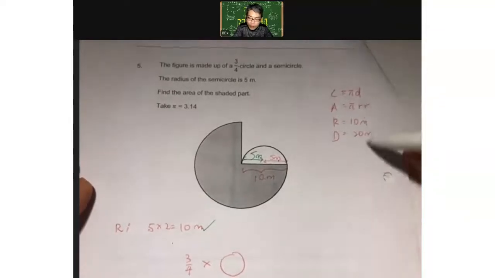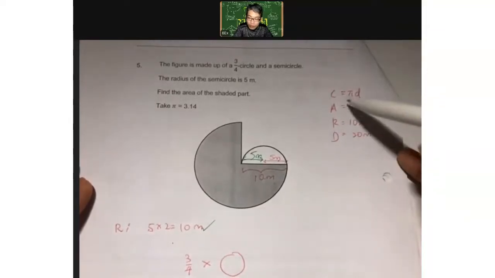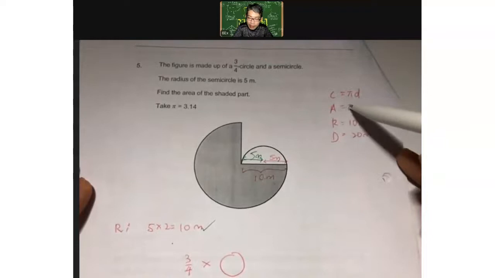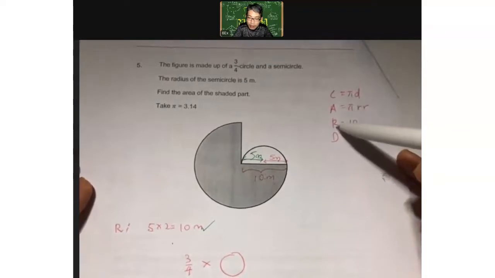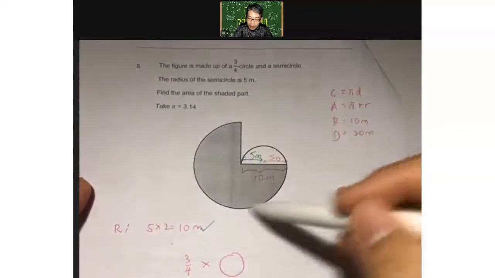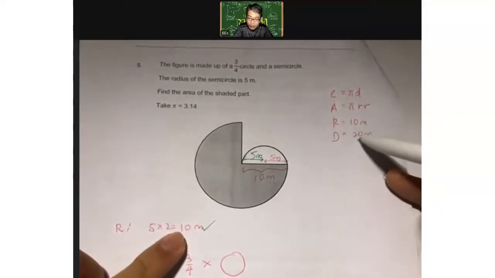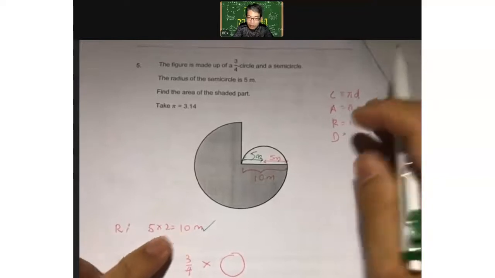Now, if you have done this, you will also be able to guide yourself through. Remember your CARD. Just write it down. So circumference is pi times diameter, area is pi r squared. Radius, we're talking about the big one, is 10 meters. Diameter is 20 meters. We're not going to use this, but never mind, just write it down.